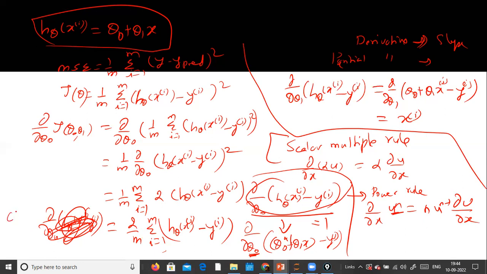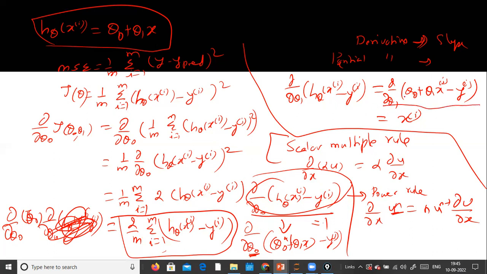So this is for dou by dou theta naught of J of theta naught. This is for your partial derivative for your intercept. You got only this part, because this one will become one. The same equation will come for theta 1 also: 1 by m, summation i equal to 1, 2 into h of x i minus y i. If you take the 2 outside, 2 divided by m, here instead of dou by dou theta naught, dou by dou theta 1 will be there.